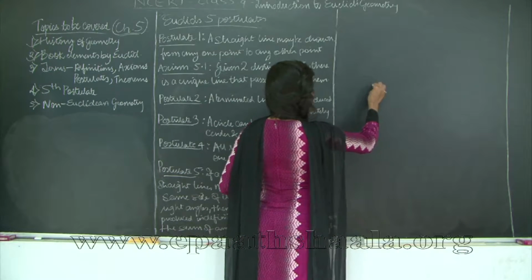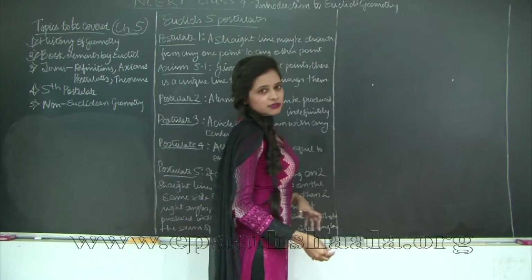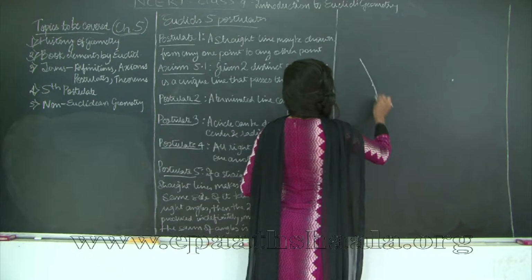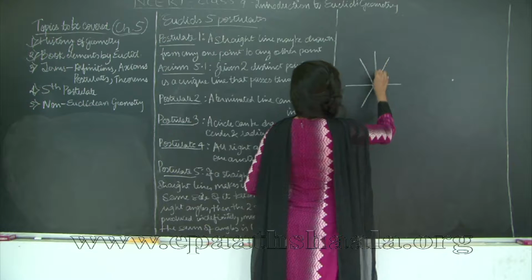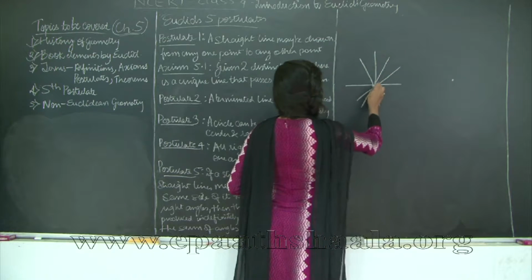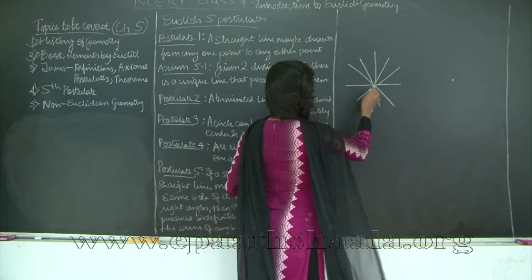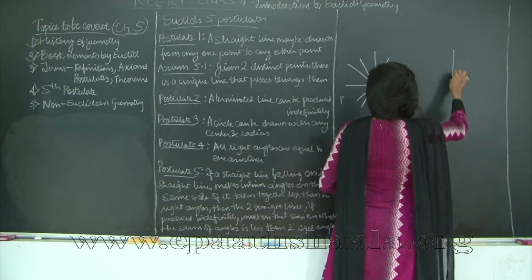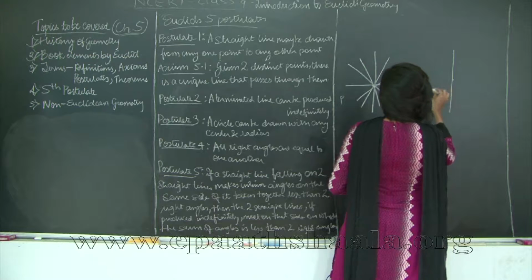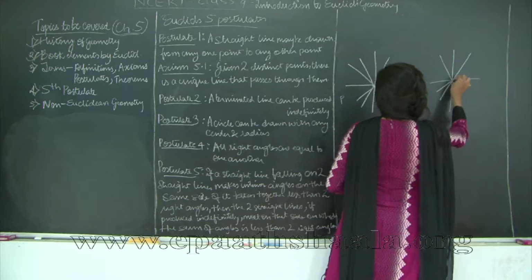According to the axiom, if there are two distinct points here, how many lines can pass through each of these points? I'll say an infinite number of lines. Many lines can pass through these points. I'll call this point P, and I'll call this point Q. We'll label it later. So, an infinite number of lines.